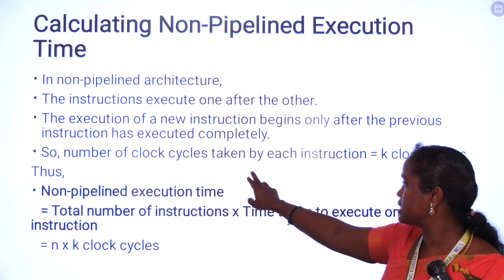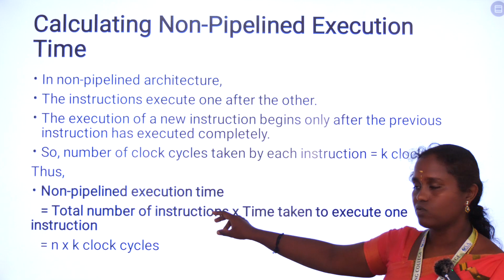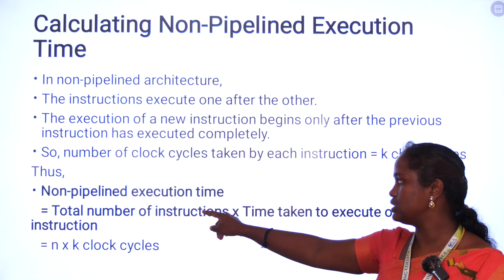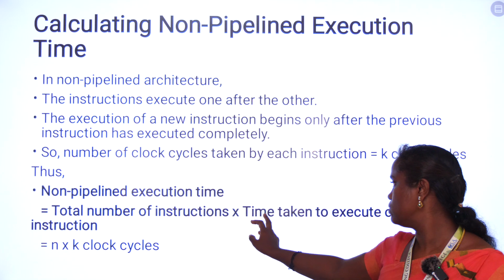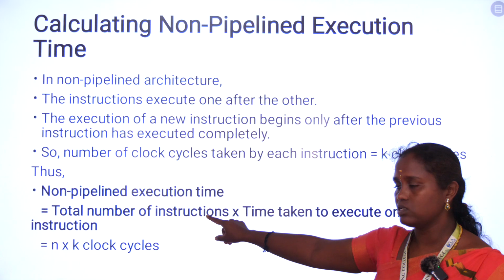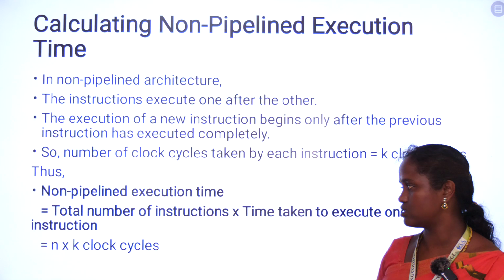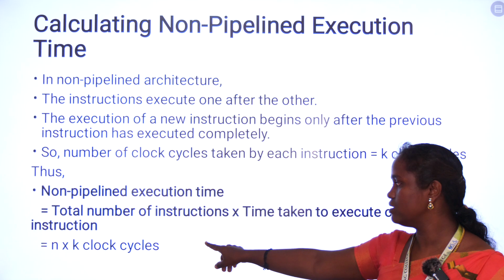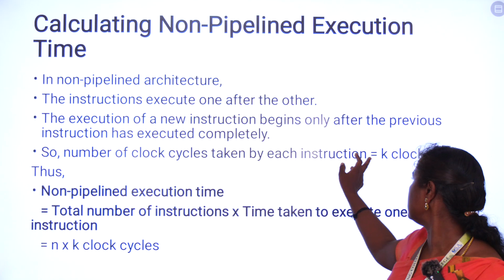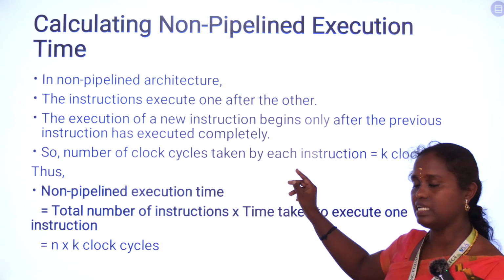So the number of clock cycles taken by each instruction, let us assume is k clock cycles. If you want to calculate the execution time of non-pipeline, it will be the total number of instructions times the time taken to execute one instruction. So we have to multiply the total number of instructions with the time taken to execute one instruction, which means n into k clock times. Here n is the total number of instructions and k is, as I already explained, the number of clock cycles taken by each instruction. Clear?